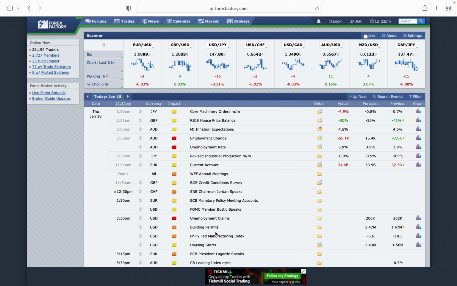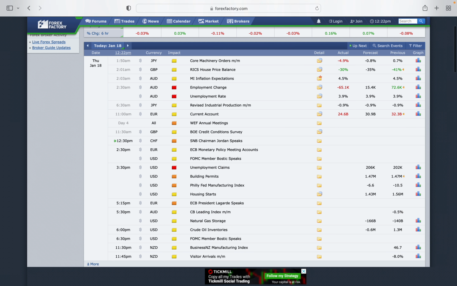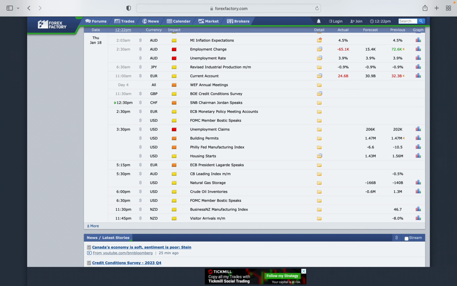Unemployment claims at 3:30 today. It's Thursday, so we've got unemployment claims, and these are a red release. Basically, this means they are a high impact news release. So you better watch yourself with those and look to manage your money off of that. Later on, we've got crude oil inventories and the Federal Open Market Committee. Bostic comes back and speaks again.